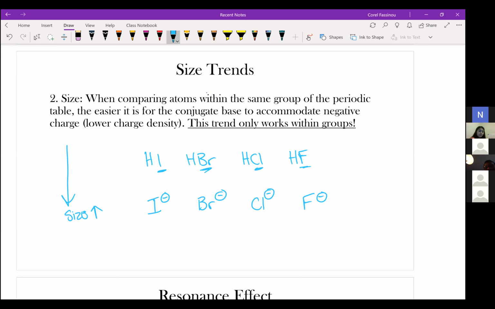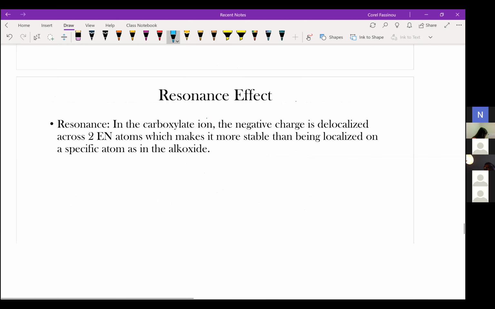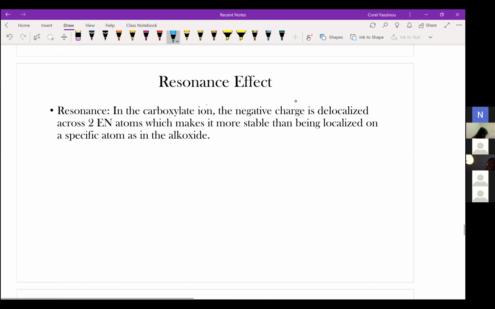So that's why HI is going to be a stronger acid than HBr. HBr is going to be a stronger acid than HCl, and HCl is going to be a stronger acid than HF. Are there any questions on that? Okay. So then moving on to the R in CARIO, and that's going to be your resonance effects.